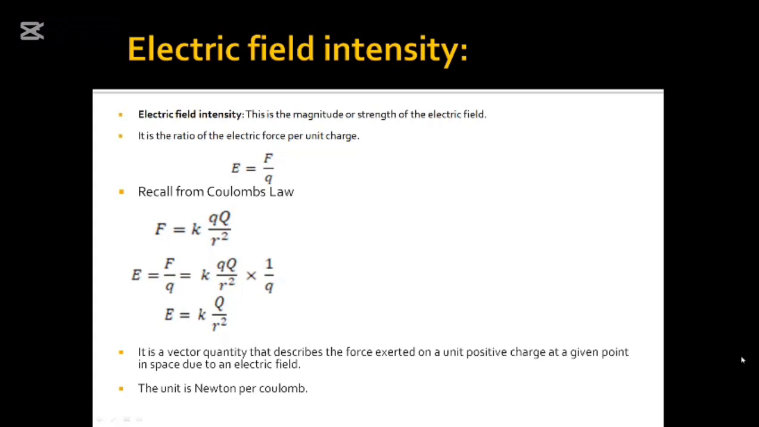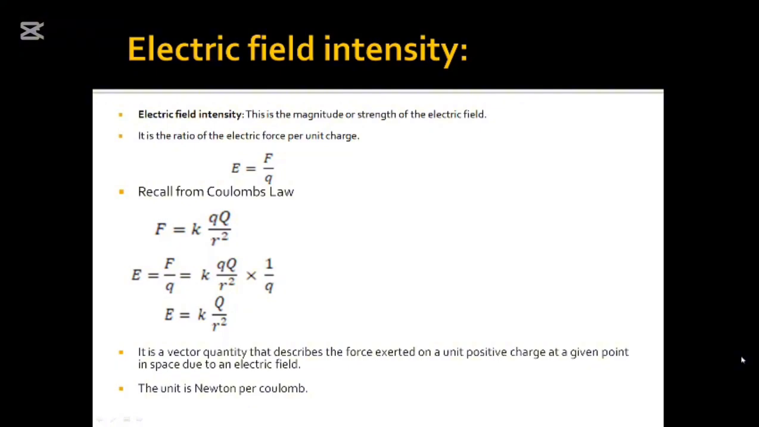When you say it is the force per unit charge, you can see it there: E equals force per unit charge. E is electric field, F is force, while Q is charge. When you say per in physics, it means divide. So if I say that electric field intensity is the force per unit charge, that means it's force divided by a charge.